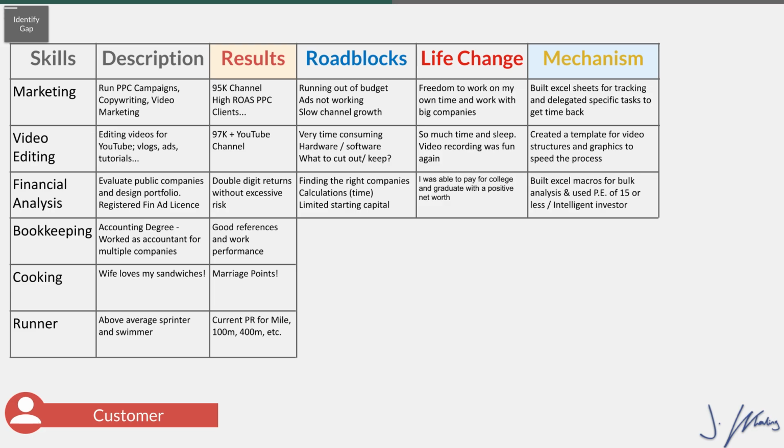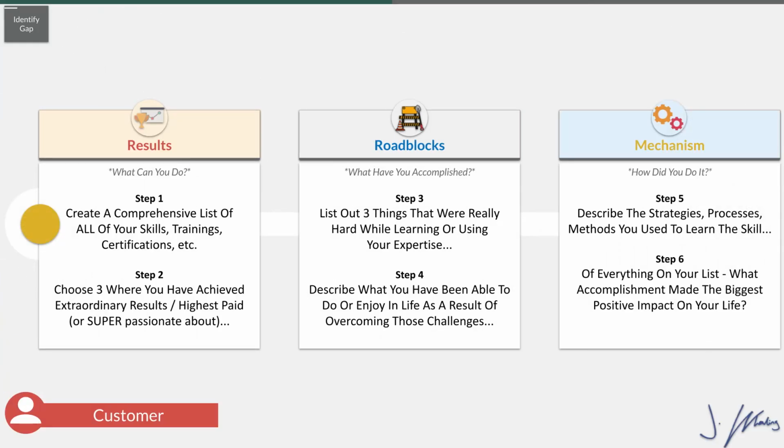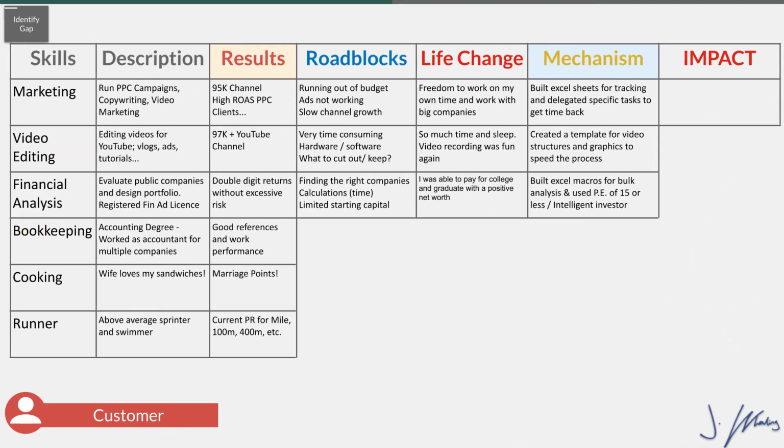You just have to be helpful to someone who hasn't achieved the results you've already achieved. And so with number 5, all we're doing is going to describe the strategies, processes, methods, or aha moments we had that allowed us to achieve those results and overcome those roadblocks. Finally, step number 6 is to choose the one that had the biggest impact on your life, because that's most likely the subject that you're going to be the most passionate about and care most about.